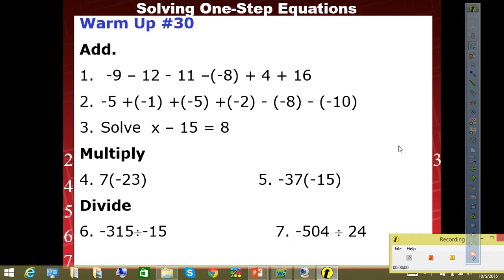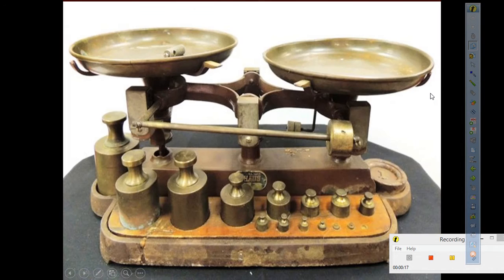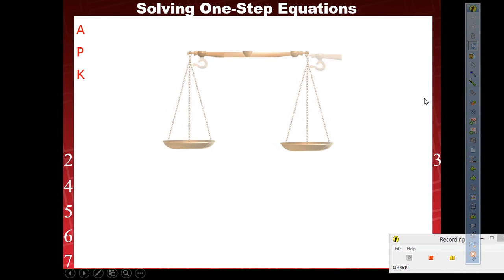According to last week, de acuerdo a la semana pasada, we started on equations, right? Just to recap, last week I showed you a video, is that correct? Then I showed you how to use scales, how they're used on a daily basis. And then from there we went to this kind of scale. Remember that? Yeah.